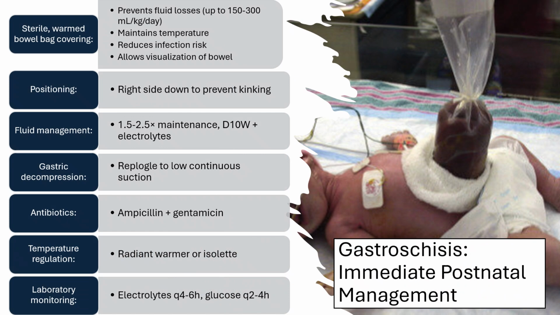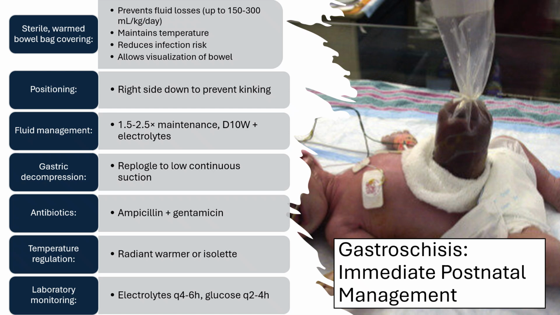Here's what you need to know about managing gastroschisis in those critical first hours. That sterile, warmed bowel bag isn't just a covering, it's life support for exposed bowel. These babies can lose up to 300 milliliters per kilogram per day through evaporation. That's massive for a tiny infant. The bag creates a humid environment that prevents this catastrophic fluid loss, while letting you see the bowel condition. Think of it like a greenhouse effect, maintaining warmth and moisture.